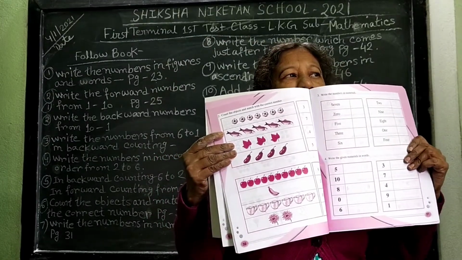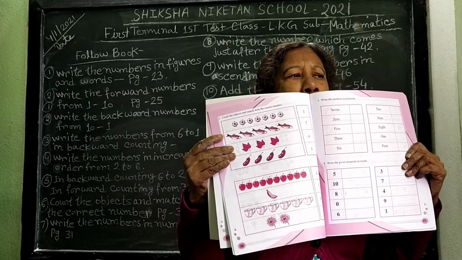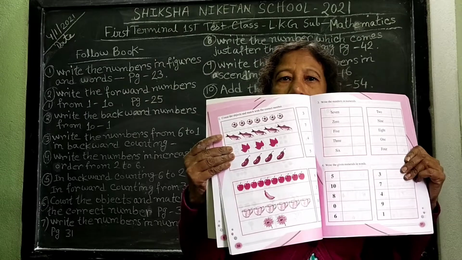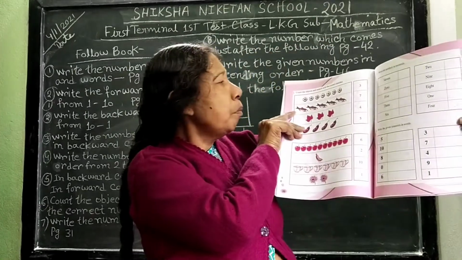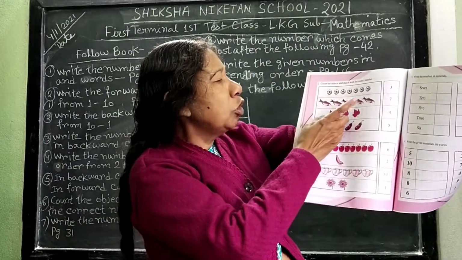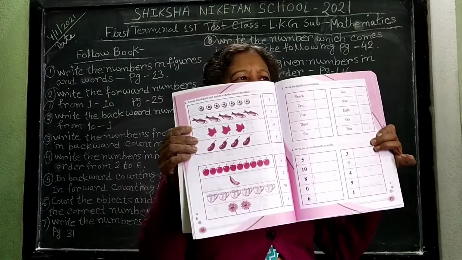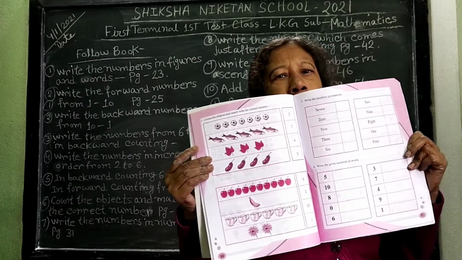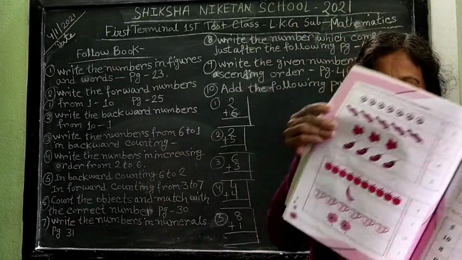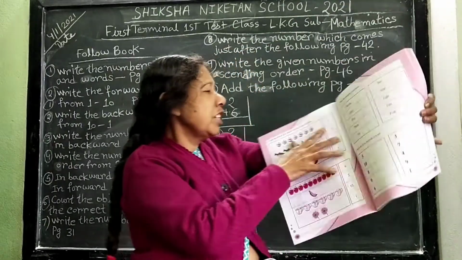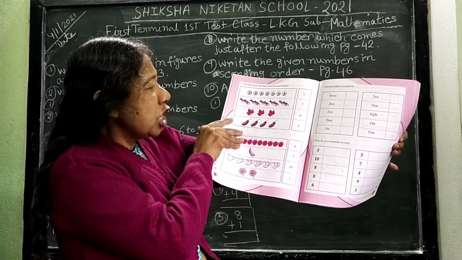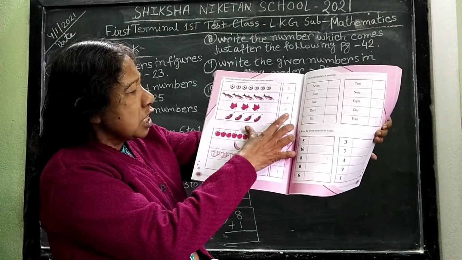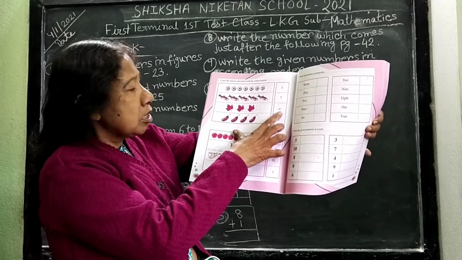Here is number 3. So this is not correct. Number 7, 7 balls. Next, 1, 2, 3, 4, 5. 5 fees. Here is number 7, not correct. 5 fees. How many leaves? 1, 2, 3. 3. We write 3.